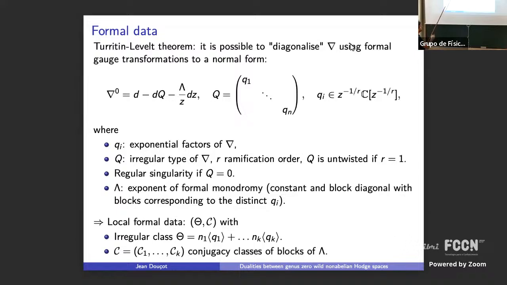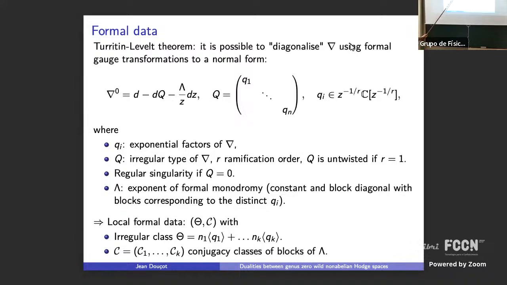So it's always possible to apply some formal gauge transformation, some formal series gauge transformation, to reduce your connection in the vicinity of a singular point, given by the local coordinate z equals 0, to a formal normal form of the form d minus dQ minus Lambda over z dz, where Q is a diagonal matrix, and its entries are polynomials in 1/z with possibly a ramification. Possibly you have to take a root of your complex variable.